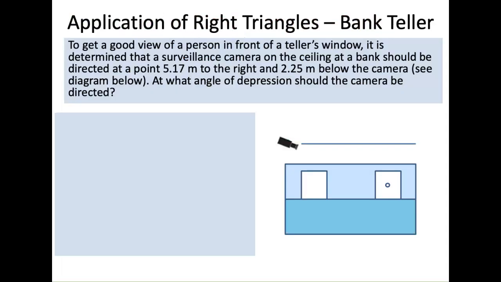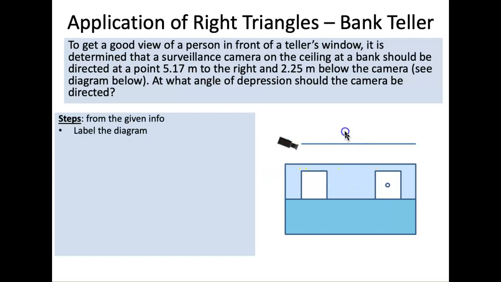So for the first one here, to get a good view of a person in front of a teller's window, it is determined that a surveillance camera on the ceiling at a bank should be directed at a point 5.17 meters to the right and 2.25 meters below the camera. And we've got a little diagram over here. Here's our camera, and we're going out 5.17 to the right and then 2.25 meters below the camera. So we want to aim it right here. The question is, at what angle of depression should the camera be directed?